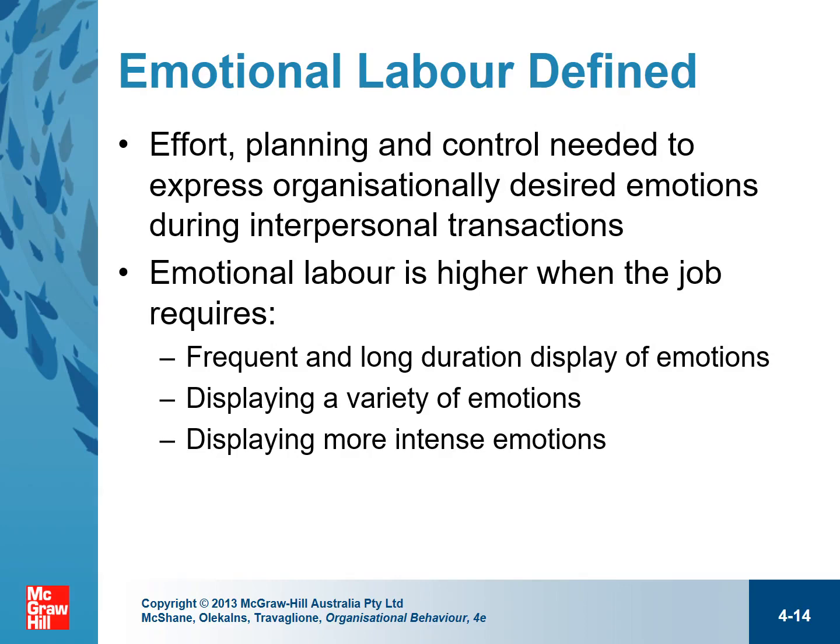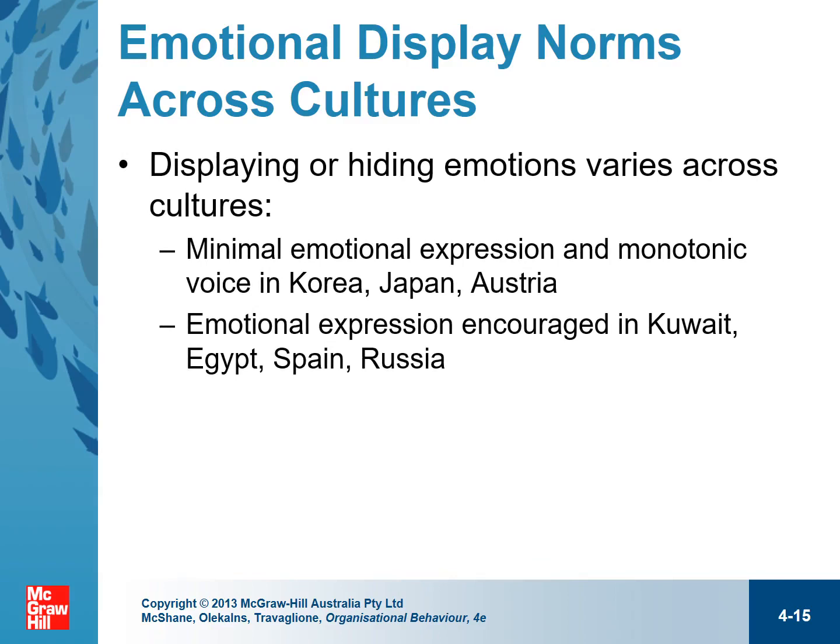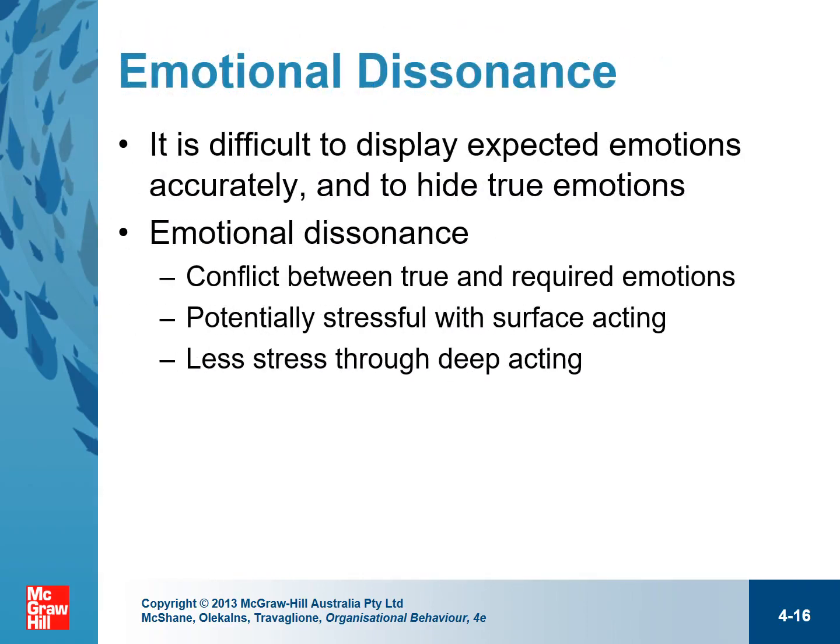Let's go on a journey across cultures to learn how they display or hide emotion. Minimal emotional expression and monotone voice is usually seen in Korea, Japan, and Austria. On the other hand, emotional expression is often encouraged in Kuwait, Egypt, Spain, and Russia. Emotional dissonance occurs when people have a hard time displaying expected emotions accurately, and hiding true emotions.